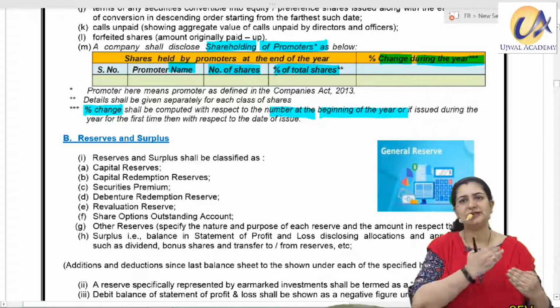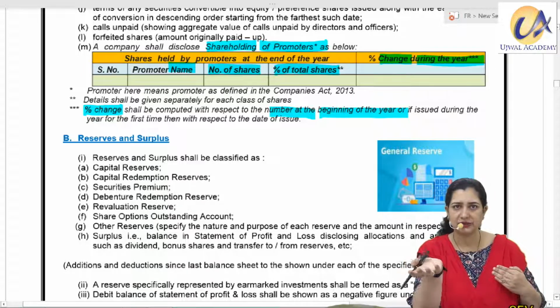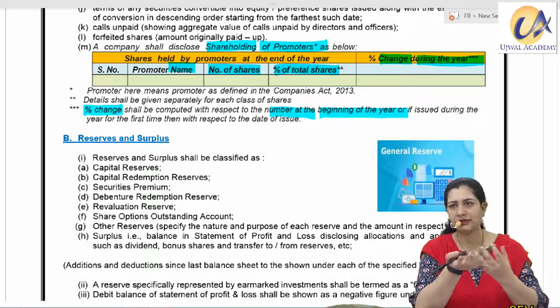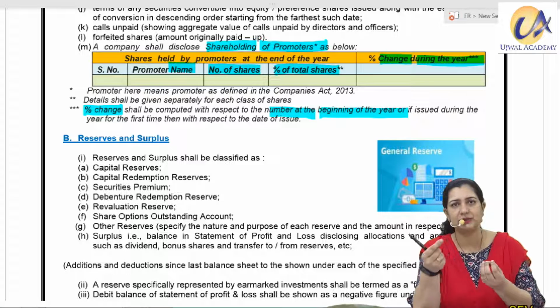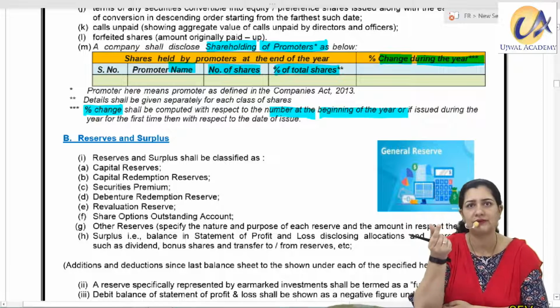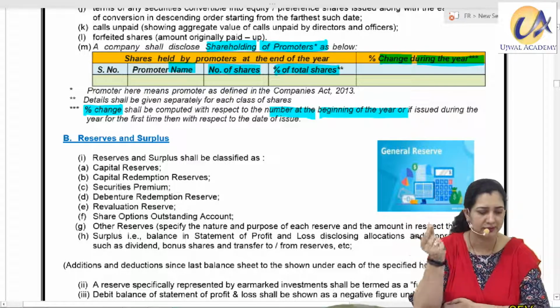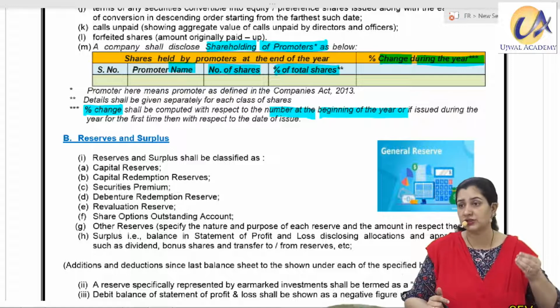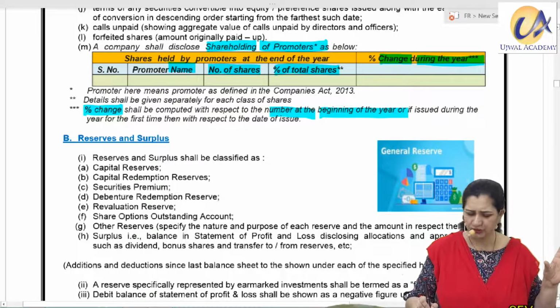So when we calculate percentage of change, I need a base. So earlier I had got, say, 100 shares. Now I've got 110. So it has to be in terms of that. So the base is going to be on the basis of whatever number of shares were there at the beginning of the year. So we have to see that. Simple. So this is an additional disclosure requirement. Not going to affect my sums.